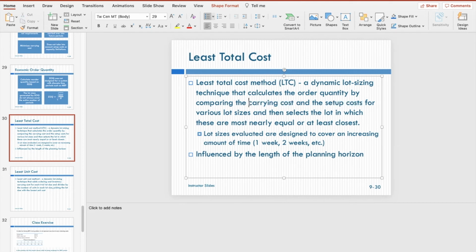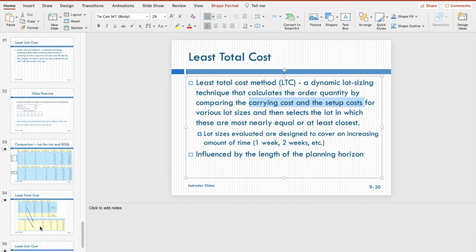What that means: remember, we have the carrying cost, we have the setup cost. By choosing a different lot size, your total carrying cost and your total setup cost will be different. We're trying to pick the lot size that will give us the closest two different costs, carrying cost and setup cost. How to do that? Very simple. Let's do it.